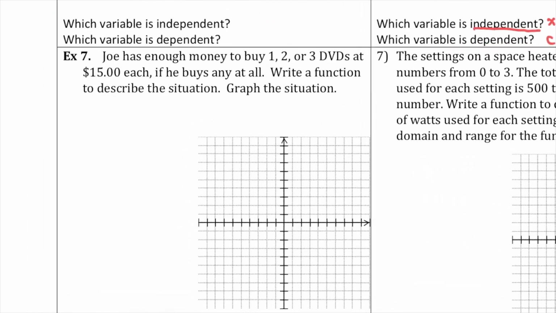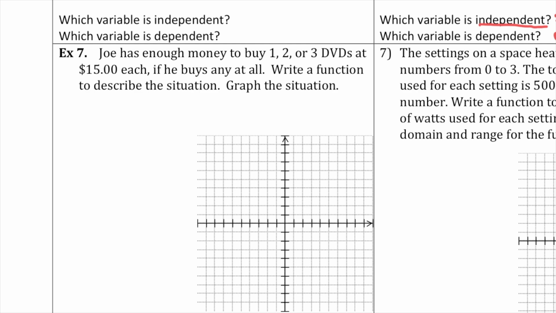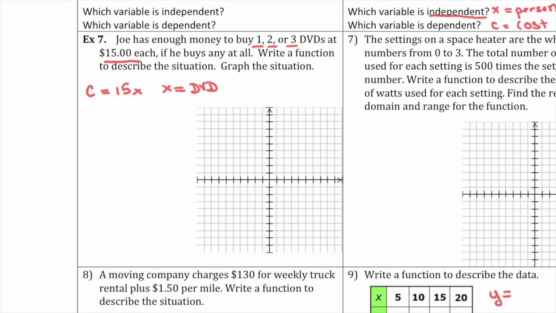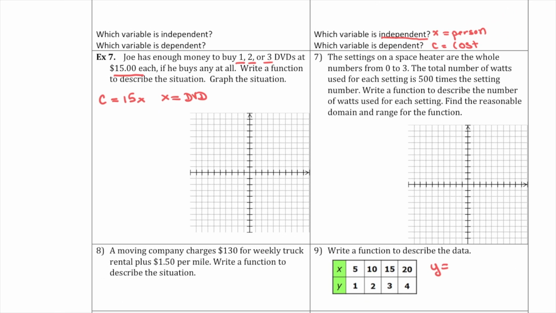Number 7, let's look at that one. You're to write your function to describe the situations. Maybe you wrote your cost was equal to $15 each, so 15x, where x is equal to a DVD. Now, you're given 1, 2, or 3, and you can't buy half of a DVD. So when you graph your function, make certain that it is discrete.